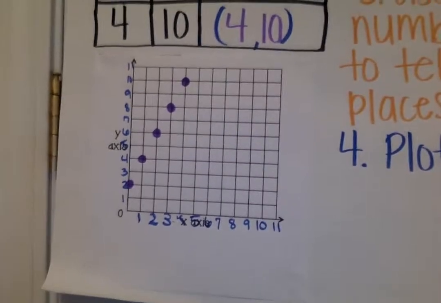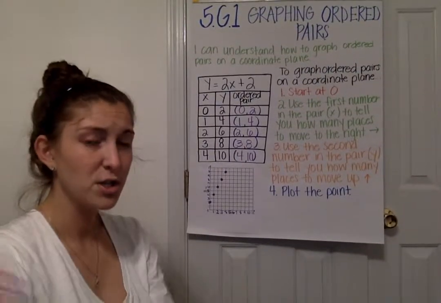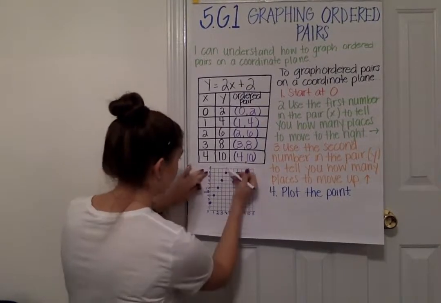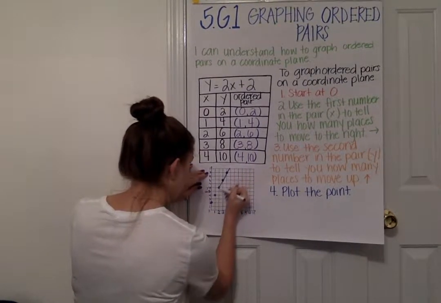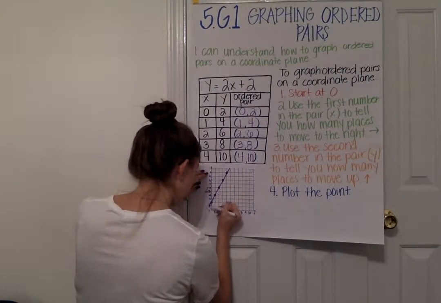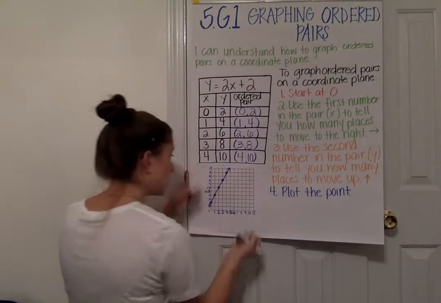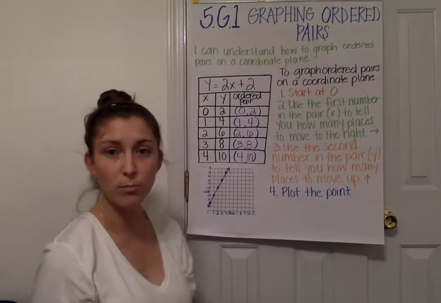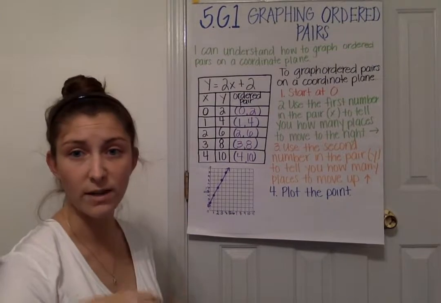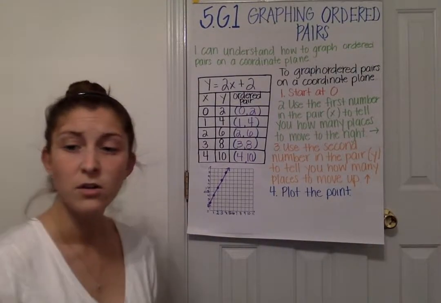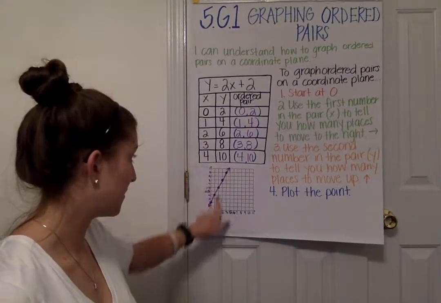Now, what I can also do with these points is connect each of them. And I'm going to show you how I do that by drawing a line through them like this. So most of the time after you plot points on a coordinate graph like this, you're going to see them connected. So you can see how I've drawn the line through them.